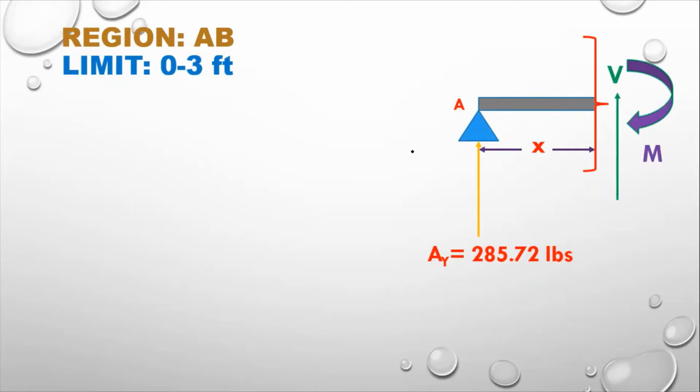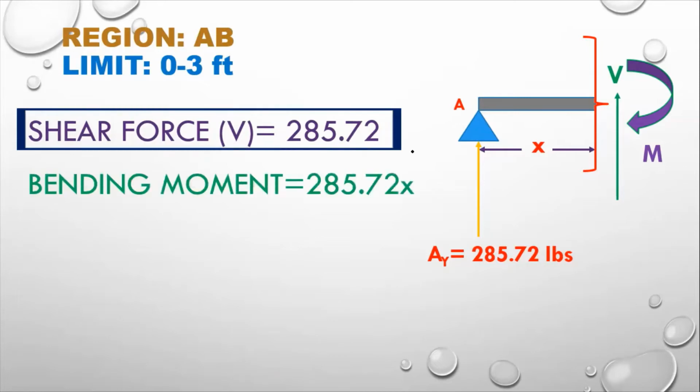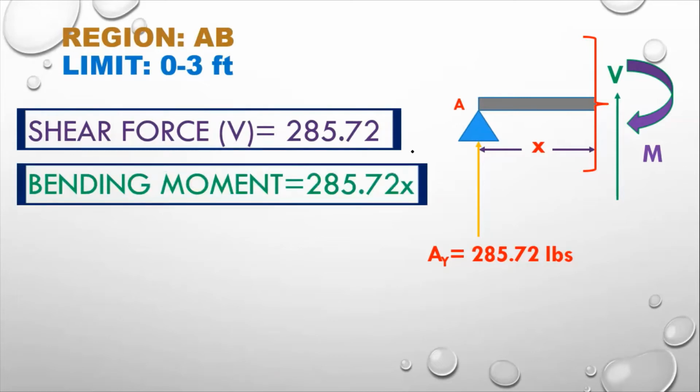What you have to do is make the equation for the shear force. So the shear force equation will be 285.72 pounds, because there is only one vertical force. Then I move on to making the equation for the bending moment. The bending moment equation will be 285.72x, and it should be positive.